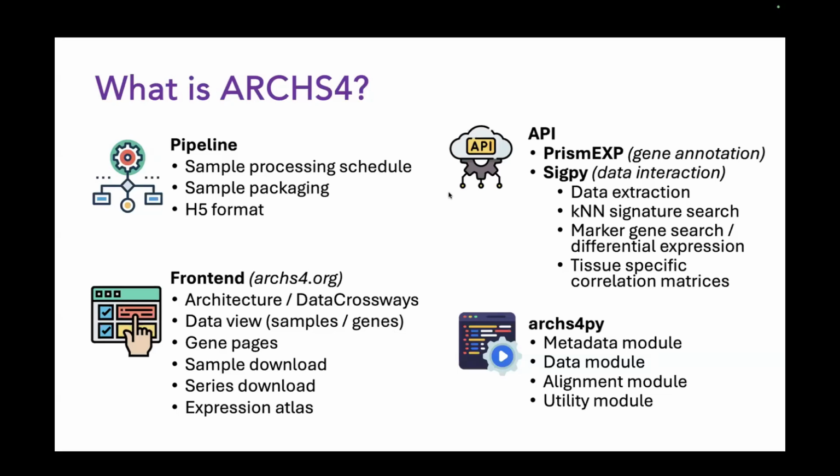And then a lot of the functionality that allows users to interact with the data in real time is hosted as an API. So these are open for users to access. So you can find k-nearest neighbor signature searches, or you can identify marker genes through an API. And we also leverage a tool that we developed called PrismX that does gene annotations. So this is especially interesting for genes that have very little annotation. There are a lot of understudied genes, and you can get a really quick idea of what these genes might be involved in with these machine learning predictions.